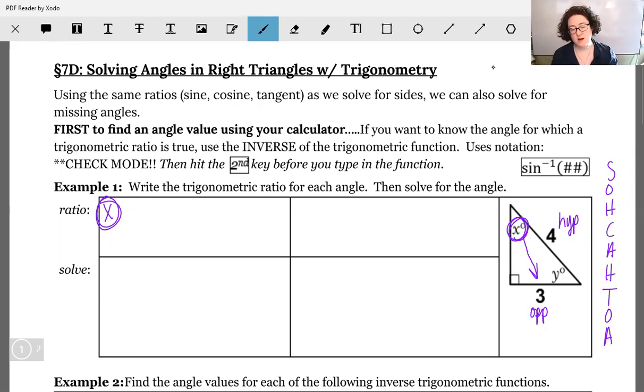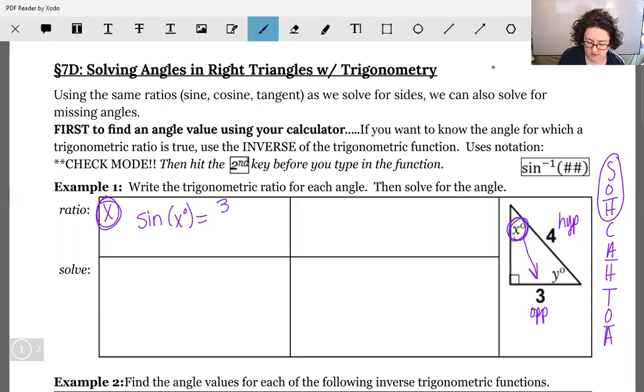I like to write it down the column of my paper while I'm working because it gives me the exact order of the fractions I need to use. And the one that uses opposite and hypotenuse is going to be our sine ratio equation. So let's write it out. We have sine of our angle x equals opposite over hypotenuse, and in this case, that's 3/4.